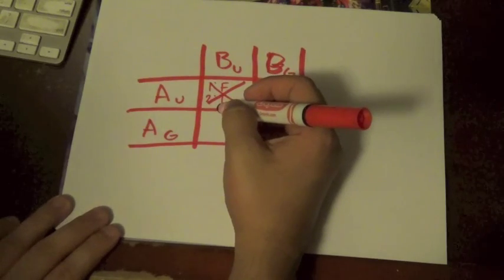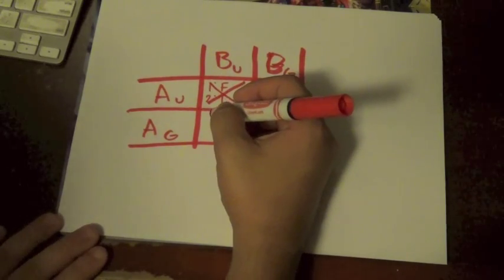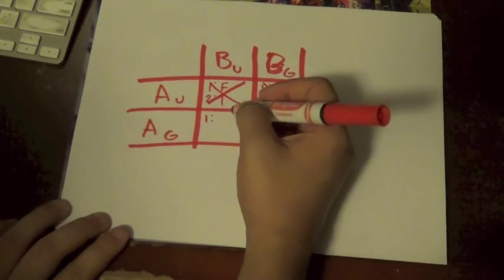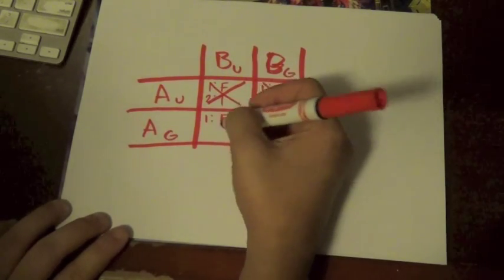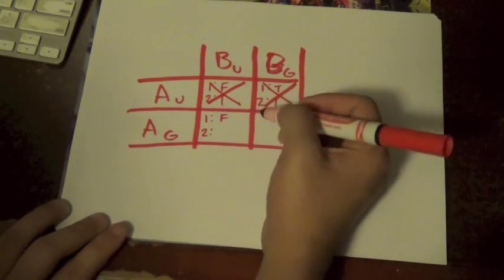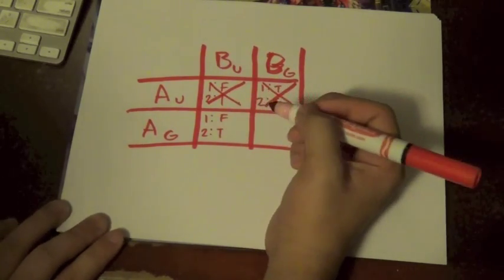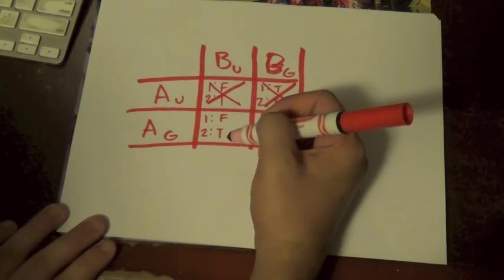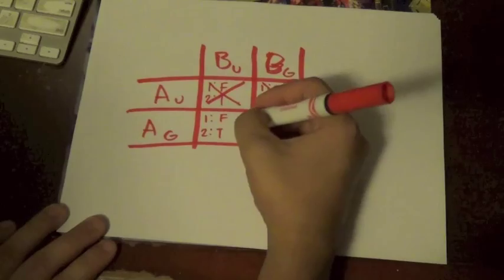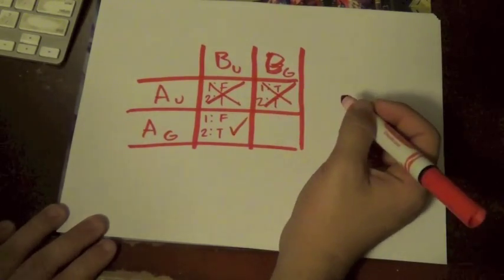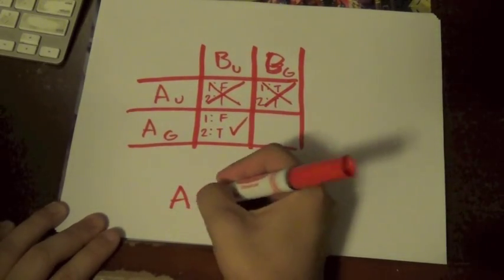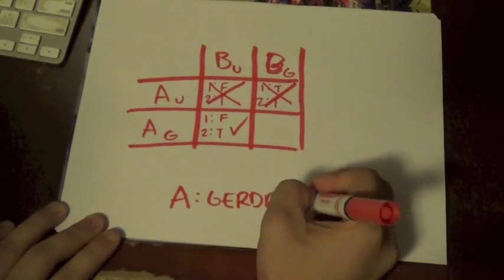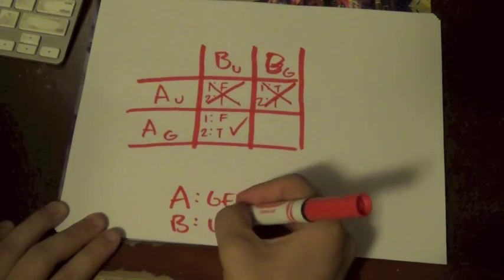Moving on, let's take a look at this box where A is a Gurdjieff and B is an Ushi. Statement 1, B is a Gurdjieff, would be false. Statement 2, one of us is an Ushi, would be true. Because A, the Gurdjieff, made a false statement, and B, the Ushi, made a true statement, this is our answer. We know that A is a Gurdjieff, and B is an Ushi.